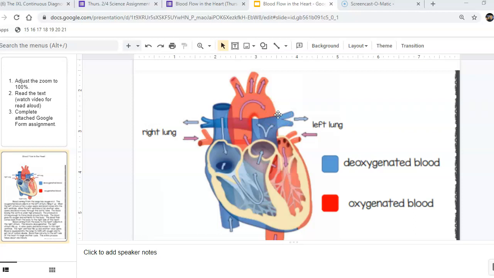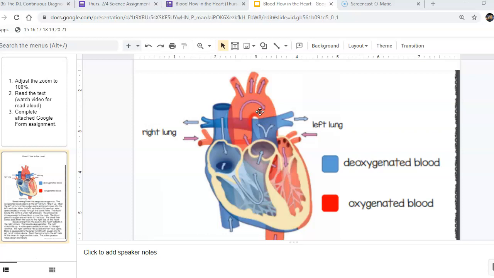Artery starts with A, away starts with A. So it's a great way to keep it straight in your mind. Arteries carry blood away from the heart. So this aorta here is actually carrying blood from the heart and pumping it to the rest of the body. All right.